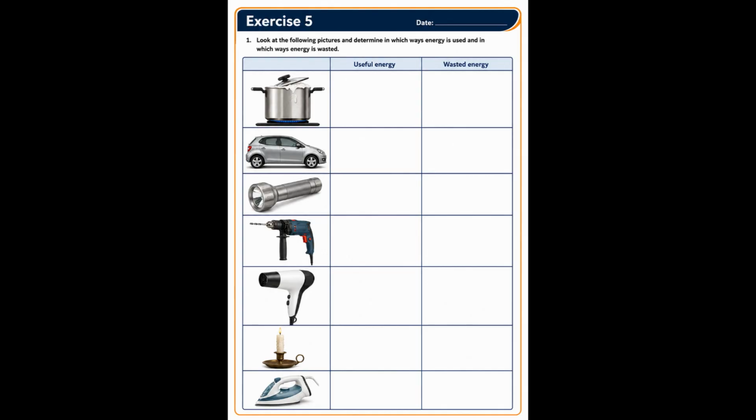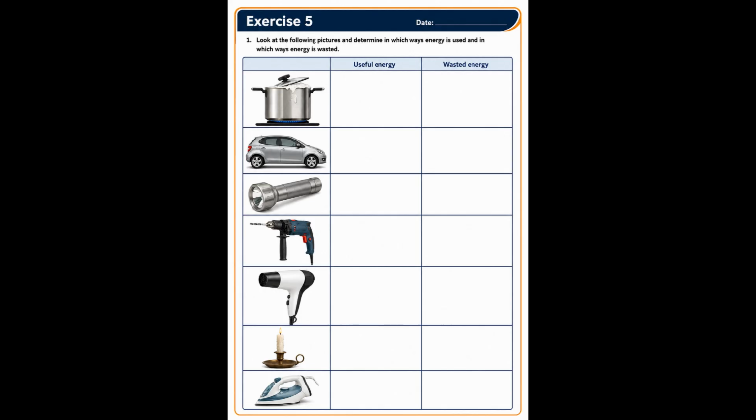Question 2. For this question, choose 3 different everyday objects that do not appear in the pictures above. Think about what each object is meant to do first, that is its useful energy. Then think about energy that is produced but does not help it do its main job, that is wasted energy.